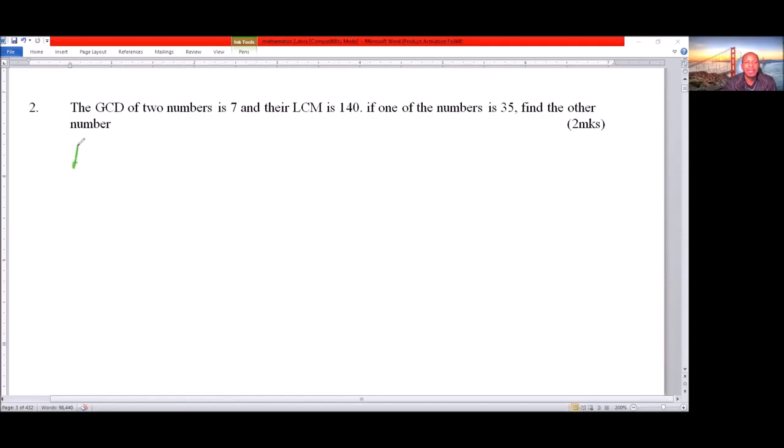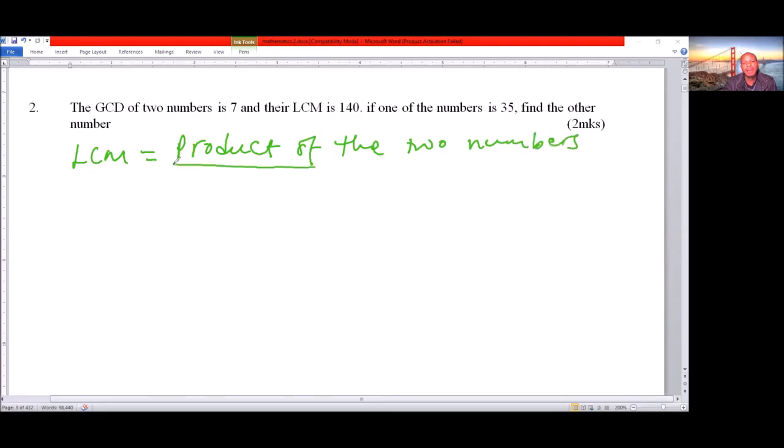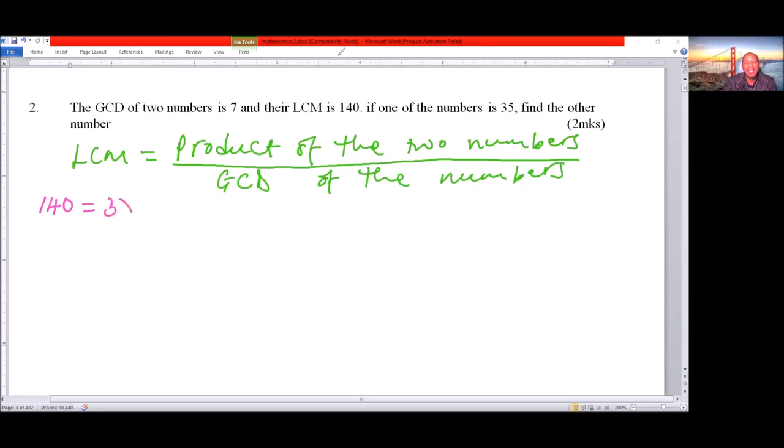One, we can say LCM is equal to the product of the 2 numbers divided by the GCD of the numbers. So you have been given the LCM, it is 140. 140 is equal to, so one number is 35, I multiply by the other number, let it be x. So you multiply by x and you divide by the GCD, implying that our x is equal to 140 multiplied by 7, you divide by 35, and when you work that out, you should be able to get 28. So the other number is 28.